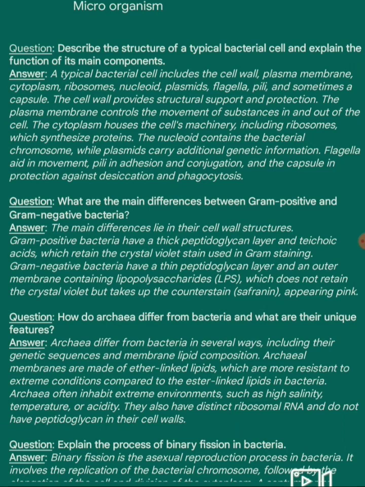The plasma membrane controls the movement of substances in and out of the cell. The cytoplasm houses the cell's machinery, including ribosomes, which synthesize proteins. The nucleus contains the bacterial chromosome, while plasmids carry additional genetic information. Flagella aid in movement, villi in adhesion and conjugation, and the capsule in protection against desiccation and phagocytosis.